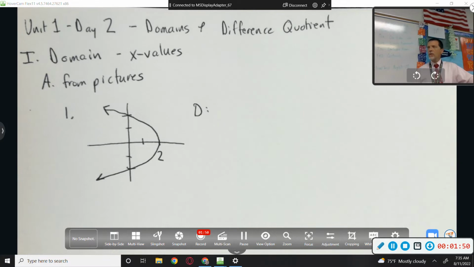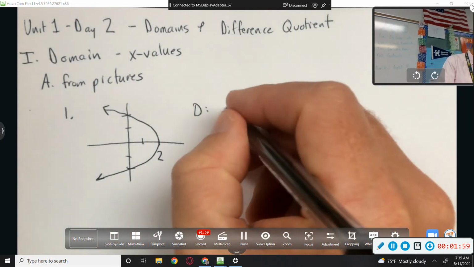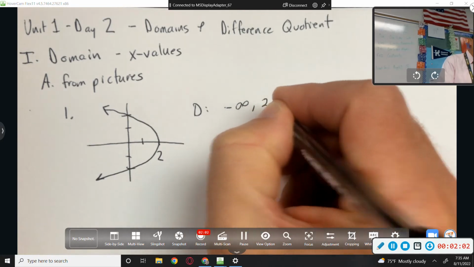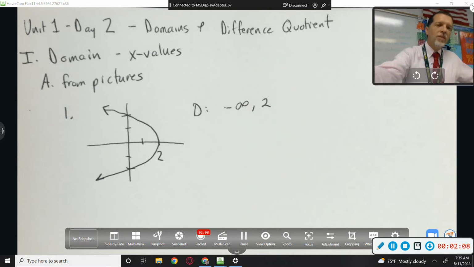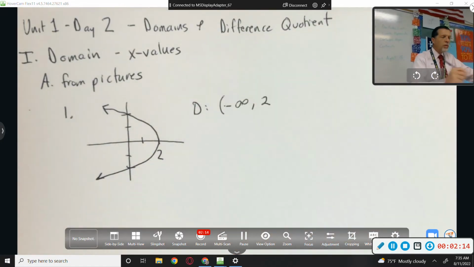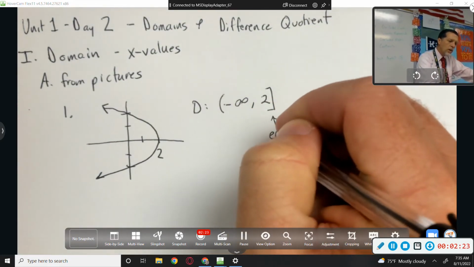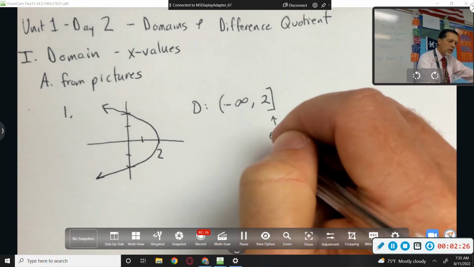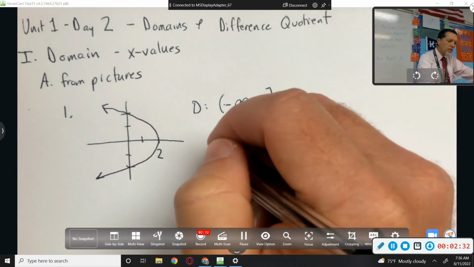You remember? Negative infinity to 2. Good. So in interval notation, the x values are covered from negative infinity to 2. Now, it's not quite the complete answer. What symbol goes with infinity? Parentheses. Always parentheses with infinity. And then a bracket on the 2. Remember, a bracket means equal to, or include the 2. And the parentheses means don't include.